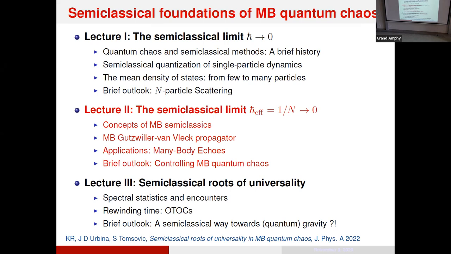Then we come to the question: can we generalize the Gutzwiller van Vleck propagator in this complementary context? And then I will have two applications of what one could call many body echoes. One involves the Gutzwiller van Vleck propagator, the other coherent states, which I will explain briefly when we come to that point. And again, if time is left over, we will have a brief outlook on whether one can also control many body quantum chaos. Sometimes chaos is considered an enemy, everything is chaotic and unstable, but why not try to make use of chaos? We will see what ideas we are following at the moment.